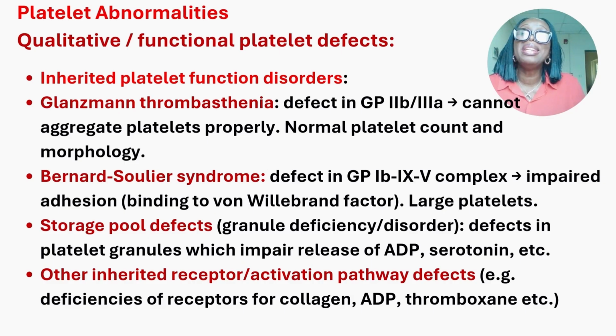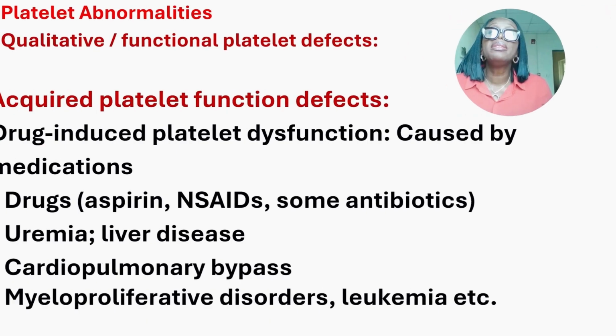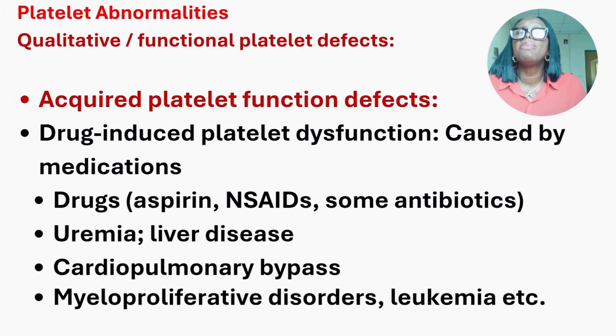And we have other inherited receptor defects that have to do with activation. Okay, for example, deficiencies in the receptors for collagen, receptors for adenosine diphosphate, or receptors for thromboxane A2. All these things can also cause bleeding disorders that have to do with platelets.